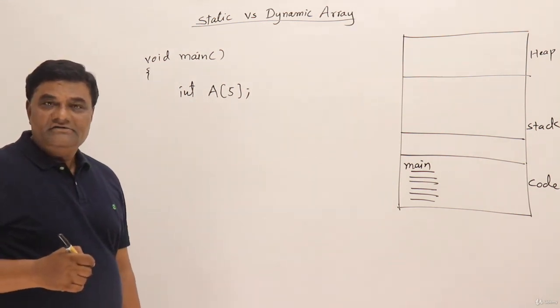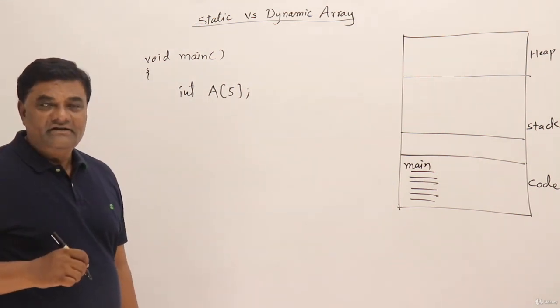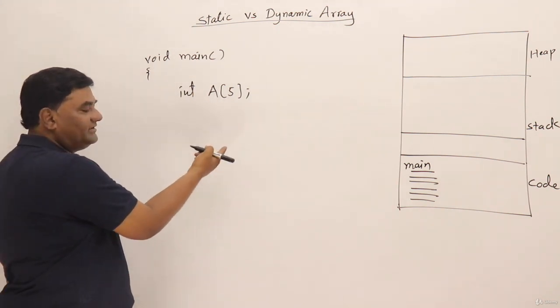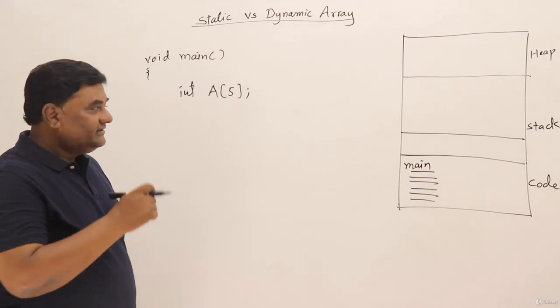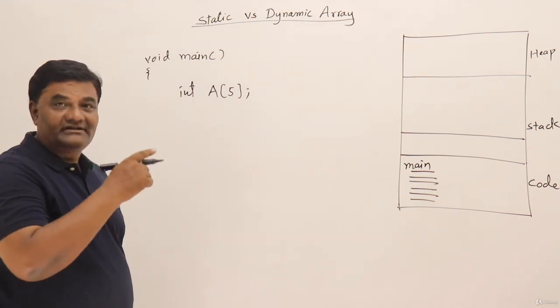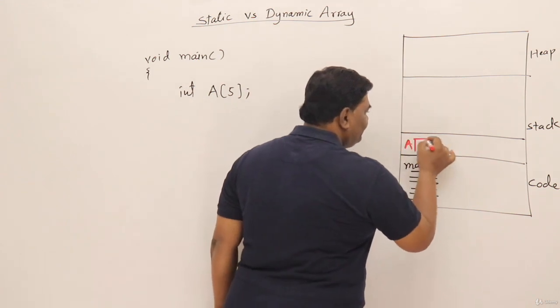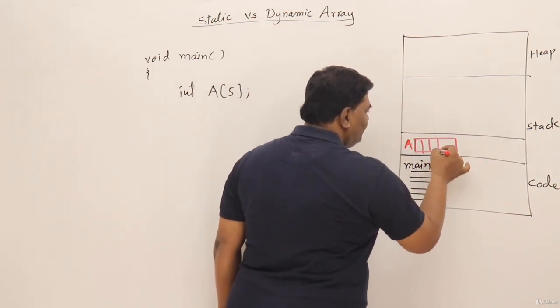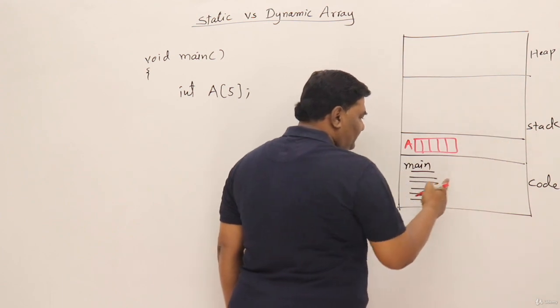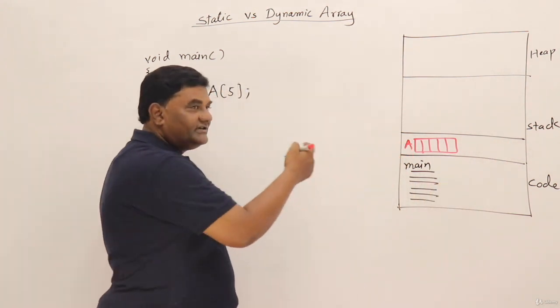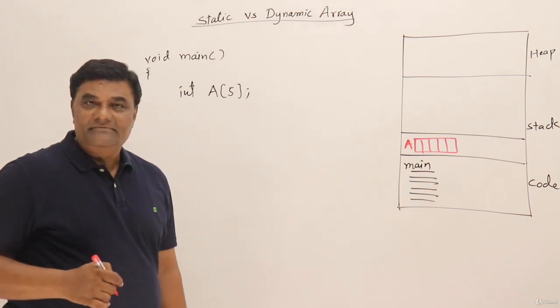So the question is where it is created. As it is mentioned inside the main function as just a variable, the memory for this array will be created inside the stack. So an array of size 5 will be created inside the main memory as a part of the activation record of the main function. So this array will be created inside the stack.